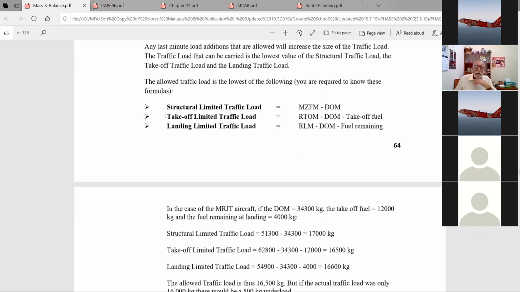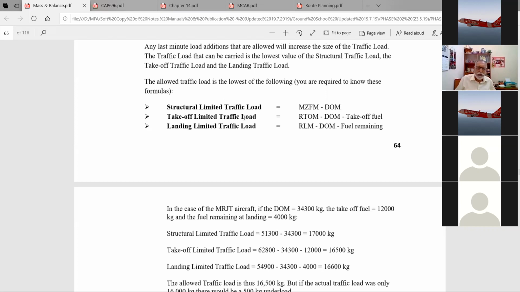Okay, so there is a formula called structural limited traffic load, takeoff limited traffic load, and landing limited traffic load. Now the lowest of these three is the allowable traffic load for that particular flight on that day. So how do I calculate my structural limited traffic load? It is maximum zero fuel mass minus DOM. Structural limited, that is the limit of traffic load I can carry. It's very straightforward: maximum zero fuel mass minus DOM.